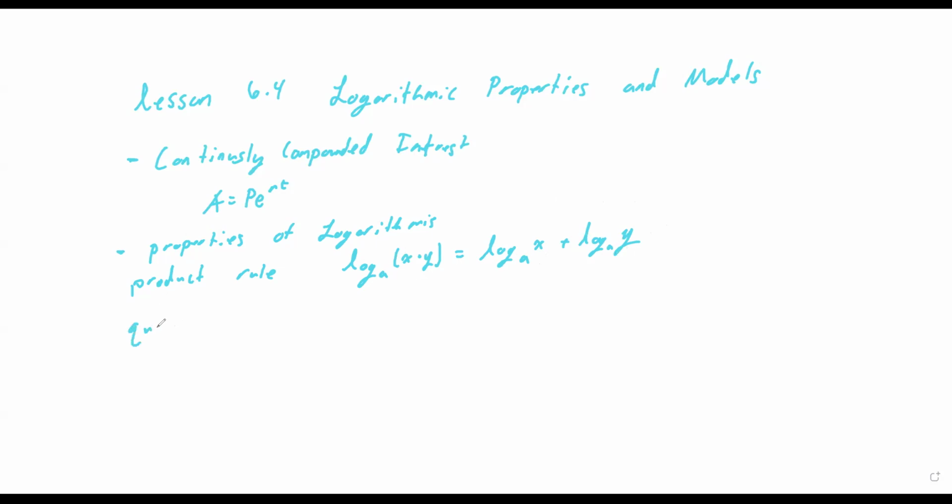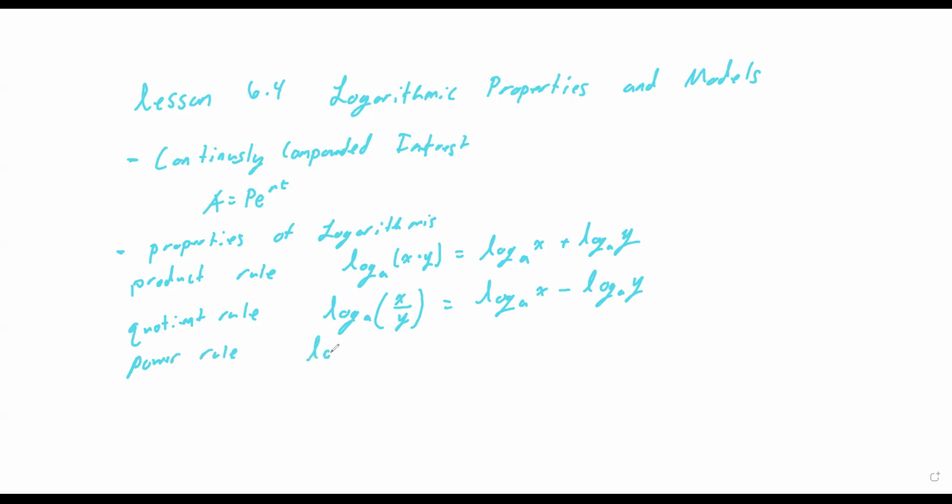We also have the quotient rule, which is basically just stating if I have two things being divided inside of a logarithm, I can expand it as a subtraction problem, where the bottom will always be subtracted from the top. And vice versa, if I'm subtracting two logs of the same base, I can condense it as one single logarithm.